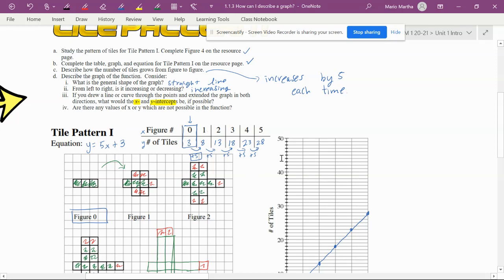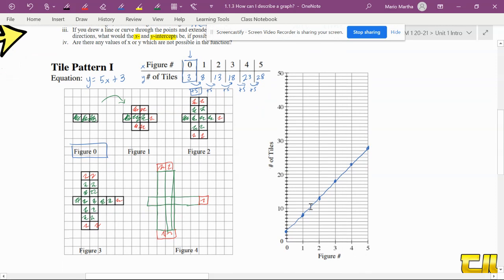If you drew a line or curve through the points, both directions, what would the x and the y-intercepts be? Well, we can see that the y-intercept, which is where it crosses the y-axis, right? This is the y-axis. This is the x-axis technically. So we know that the y-intercept would be (0, 3). And remember, this is always a point. If we were to continue to extend this, maybe I would say it would cross around -1. So the x-intercept, it's not precise, but I can say it's close to (-1, 0).